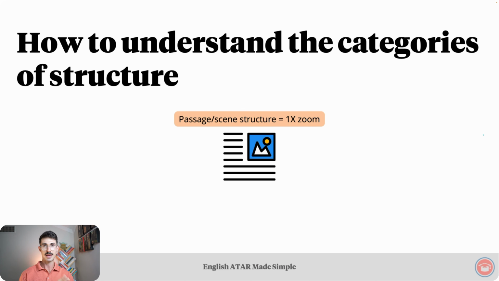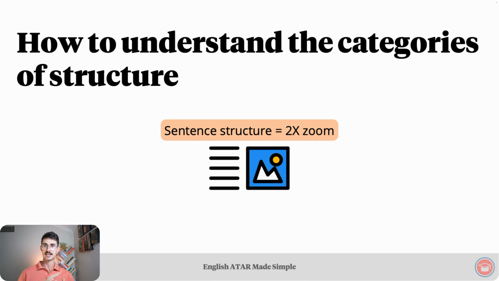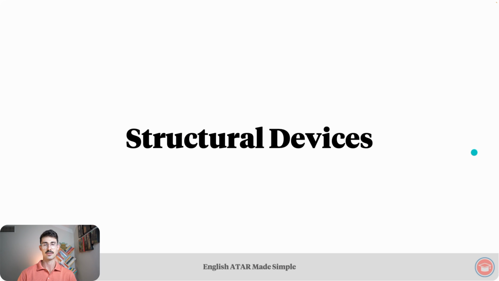Then when you're analyzing the passage or the scene structure, it's like you're using the 1x zoom on your phone's camera. You're looking at the structure of a passage or a scene from the text pretty closely. Finally, when you're analyzing the sentence structure, it's like you're using the 2x zoom on your phone's camera. You've zoomed all the way in to focus only on the structure of a sentence in the text. And that is the framework for understanding the categories of structure and then the subcategories that fall within them. Just imagine they're like the different zoom settings on your phone.